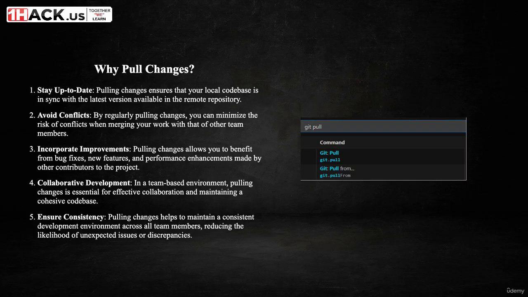This consistency is crucial for ensuring that the application or software you're building behaves the same way on different machines and in different environments. In summary, pulling changes is a critical practice in software development that helps you stay up to date, avoid conflicts, incorporate improvements, collaborate effectively, and maintain a consistent development environment.